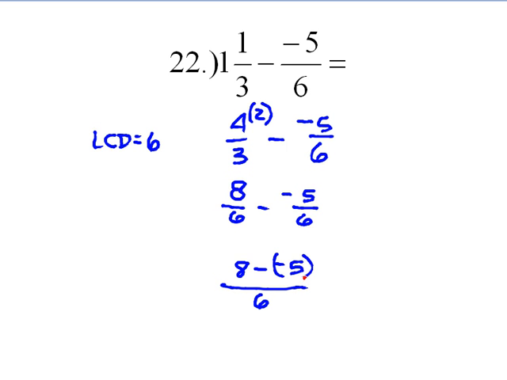Okay. Minus a negative changes to plus a positive. When you have two negatives together, it ends up positive. So this actually can be rewritten as 8 plus 5 over 6. We end up with 13/6, and we can change that back to a mixed number, which is 2 1/6. Alright, so there's our adding and subtracting of fractions.